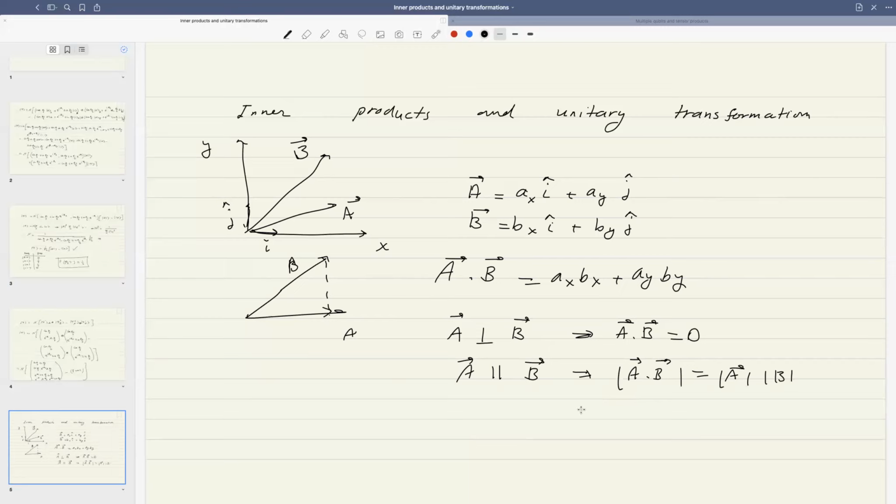And a particular case of this is if you take the inner product of a vector by itself, the length of the vector squared is just the inner product of the vector by itself. So these notions generalize to the complex vector space corresponding to systems of qubits, which is two-dimensional for 1 qubit, four-dimensional for 2 qubits, eight-dimensional for 3 qubits, and in general, 2 to the n dimensional for n qubits.